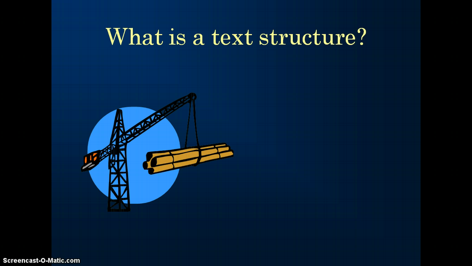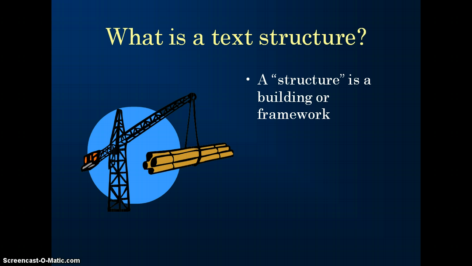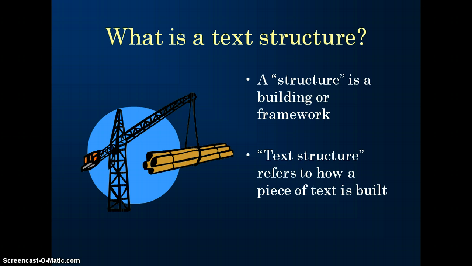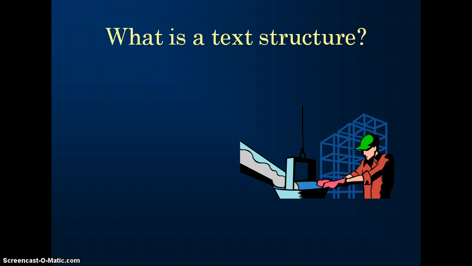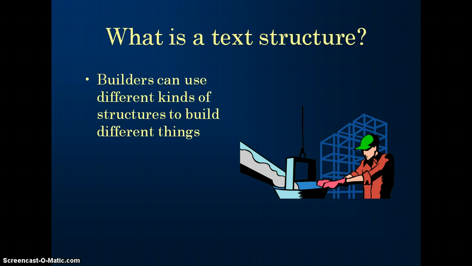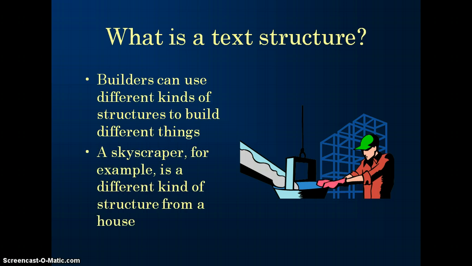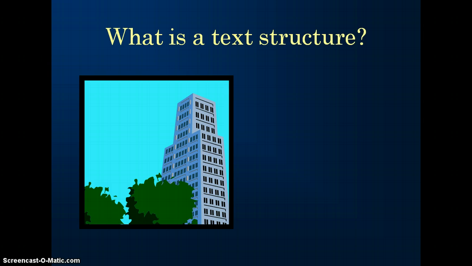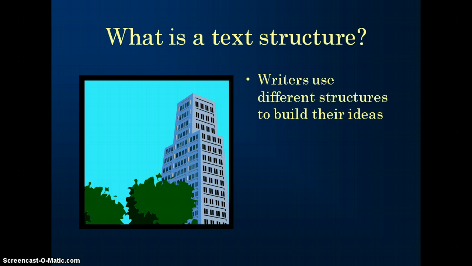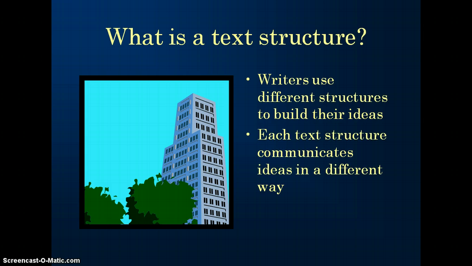What is a text structure? It's a building or framework. Text structure refers to how a piece of text is built. We know builders use different kinds of structures to build different things. A skyscraper, for example, is a different kind of structure from a house. We know that writers use different structures to build their ideas as well. Each text structure communicates ideas in different ways.